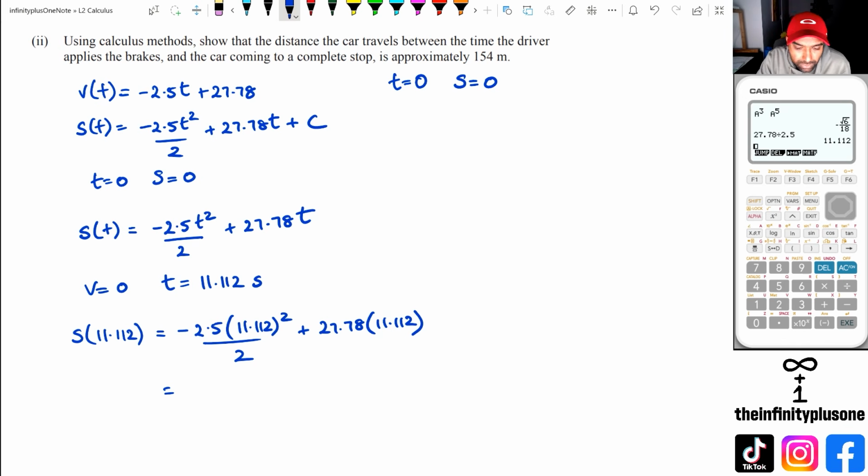So I've got negative 2.5 multiplied by, I'm going to use the answer function here, answer squared, divided by 2 plus 27.78 times answer. And as you can see, that is giving me 154.35 meters. So it's approximately 154 meters. So we can be happy with that answer there.